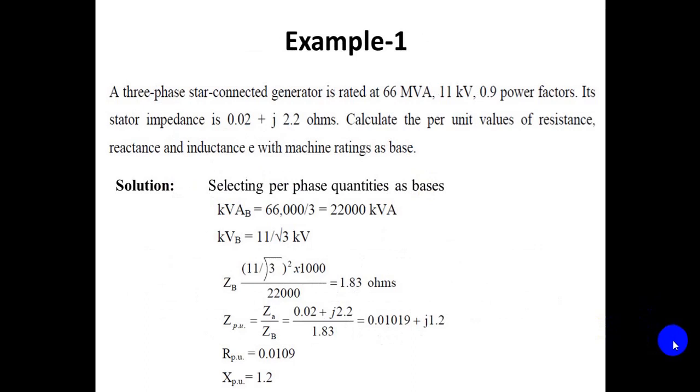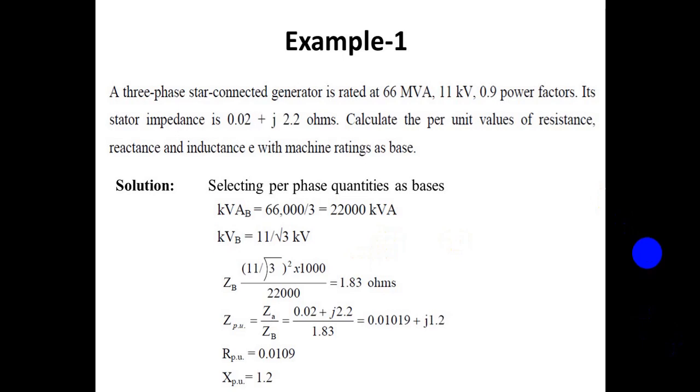Okay, these are all the basic definitions of the per unit calculation, how we define all those parameters and how we calculate it in general. So let's see an example which shows these basic relations to get an idea of how this per unit system works. In the given data you can see a 3-phase star connected generator is rated at 66 MVA, 11 kV, 0.9 power factor.